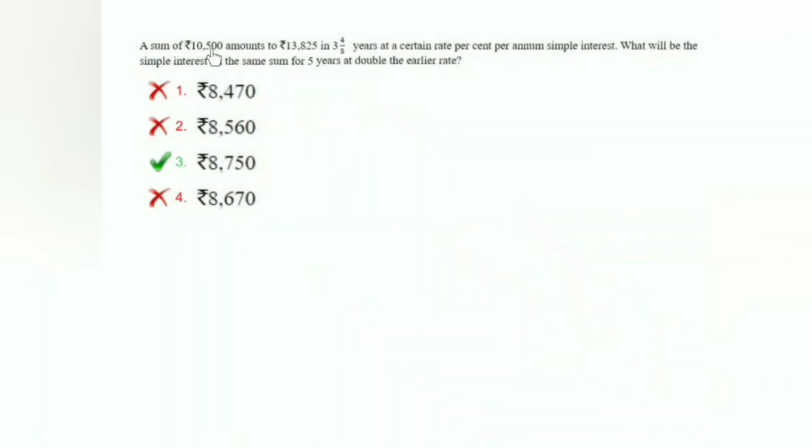A sum of 10,500 amounts to 13,825 in 3 4 by 5 years at a certain rate percent per annum simple interest. What will be the simple interest on the same sum for 5 years at double the earlier rate? Now see here, the rate r percent, if I take it, here it will be 2r. So overall this will be 19 by 5 r, and this will be 5 into 2r, 10r.